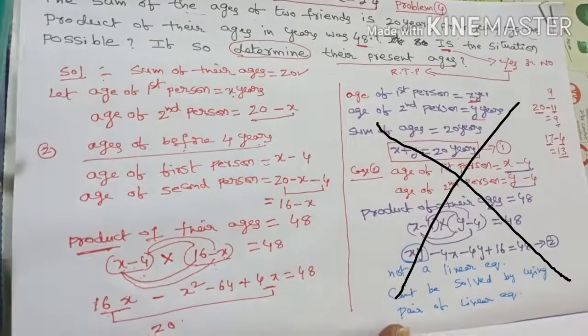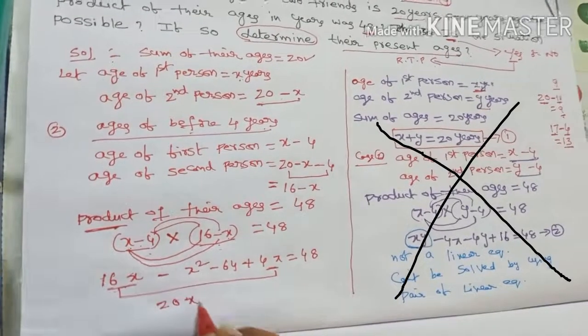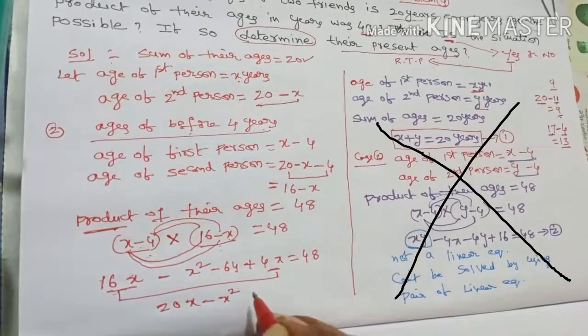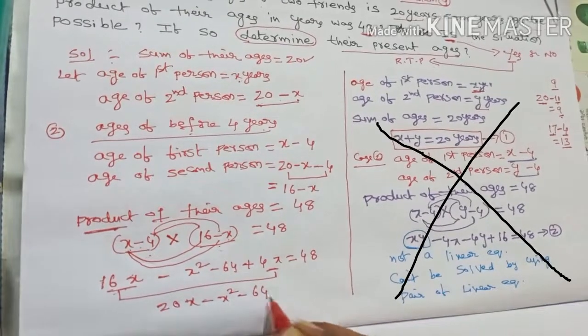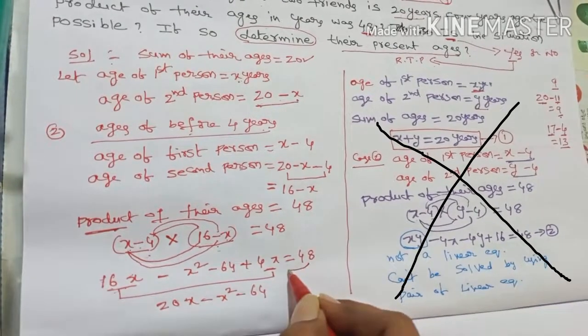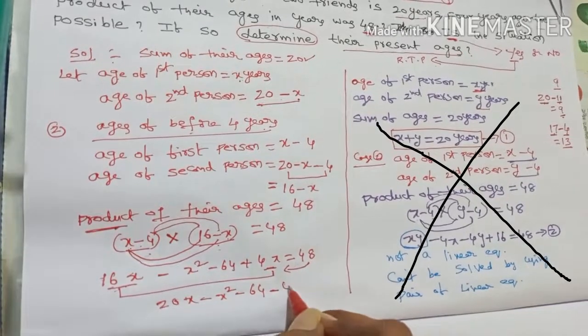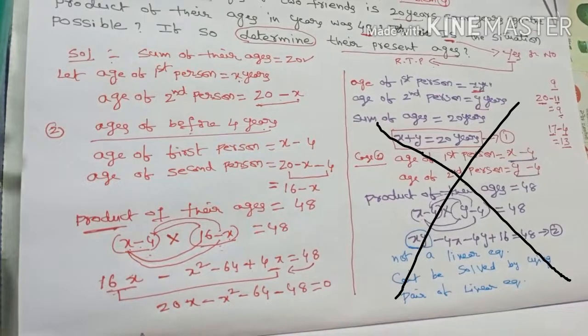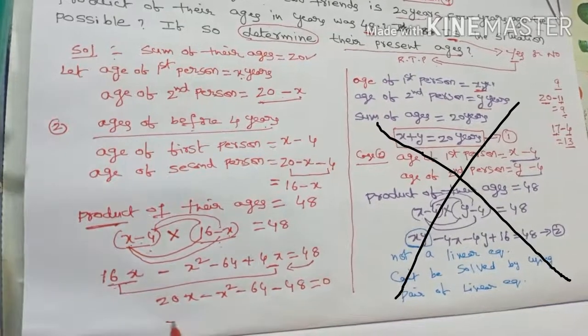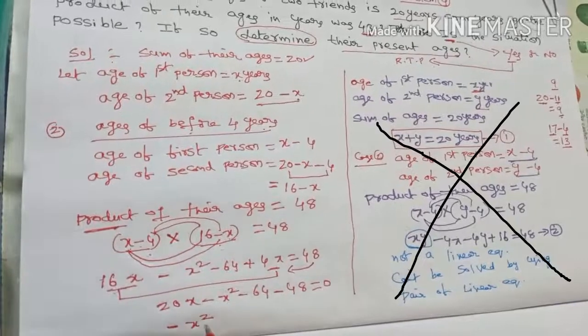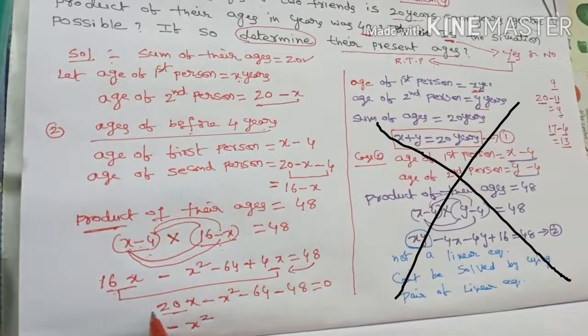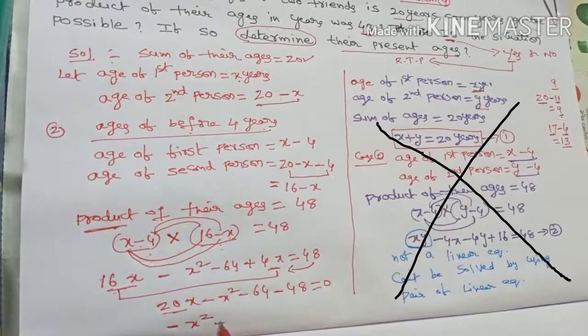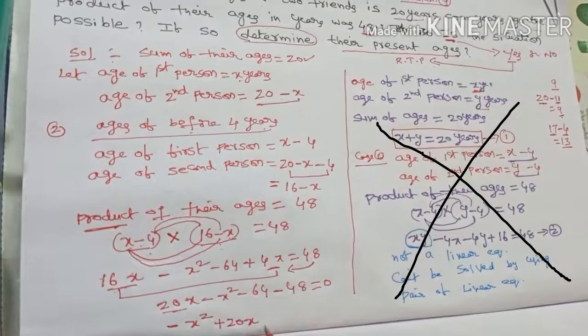20x, isn't it? You will get 20x minus x square, minus 64. Okay, if you transpose this 48 this side, it becomes minus 48 is equal to 0. Now you will write down the equation in hierarchy. That means write down the first x square term. It is minus x square. Then write down the x term. Here 20x is followed by the plus sign. Here you have no sign. You can take it as plus. That is plus 20x, isn't it?